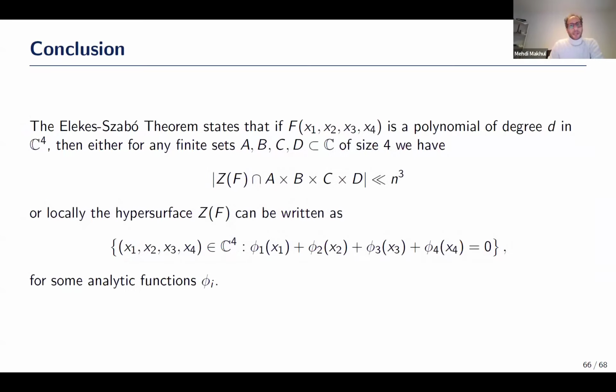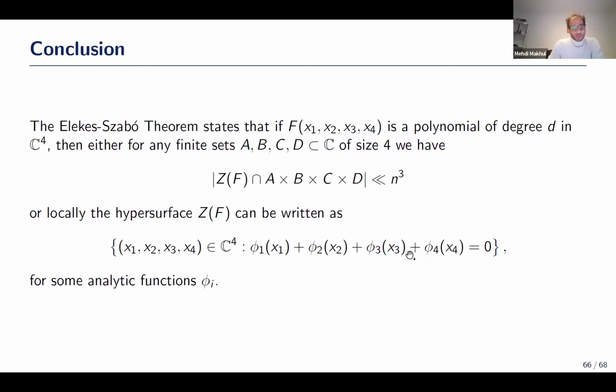So by Elekes-Szabó, in dimension 3, we have a 4-variable polynomial. Now if I have a 4-variable polynomial of degree d, then the intersection of this hypersurface with this Cartesian net is either small, or it locally has some group structure. So namely we could define this in this form.